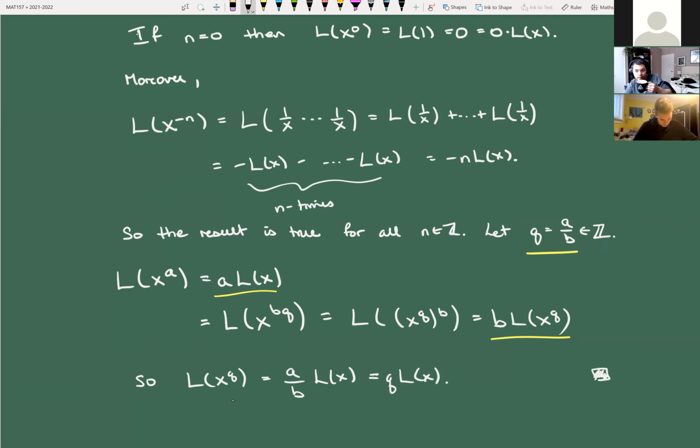Now it turns out this result is true for every real number. So if your exponent is any real number, that's okay. But we haven't even really defined what it means to raise a number to a real power. So we don't even know what that means. So we can't really talk about that in this context, but it will be true. Once we figure out what it means to raise a number to a real number, this will also be true for real numbers. Okay.